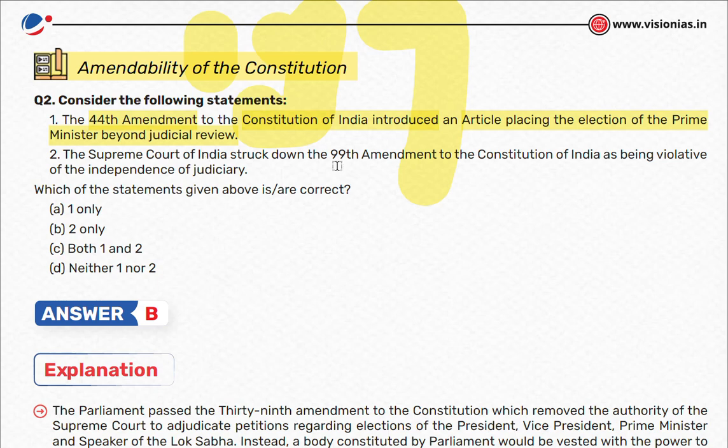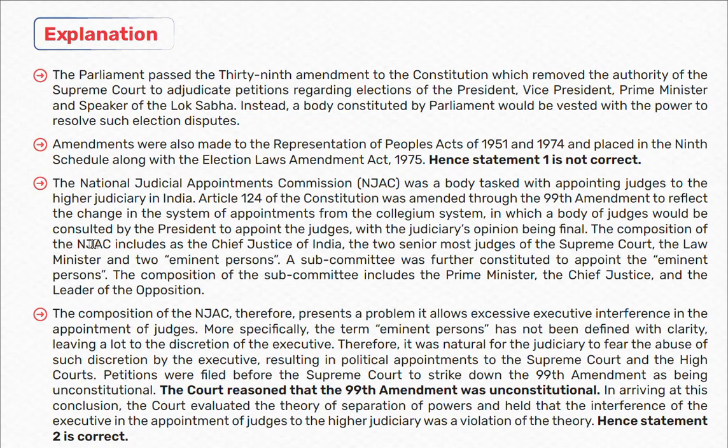The Supreme Court of India struck down the 99th Amendment Act to the Constitution as being violative of the independence of the judiciary. Yes, this is totally correct. So B is the correct answer.